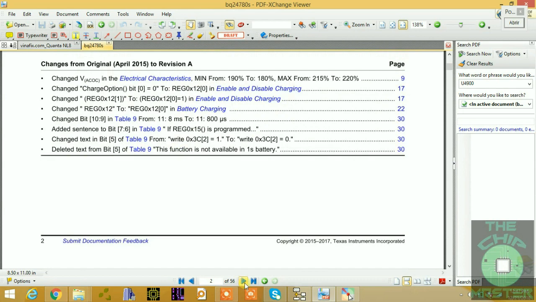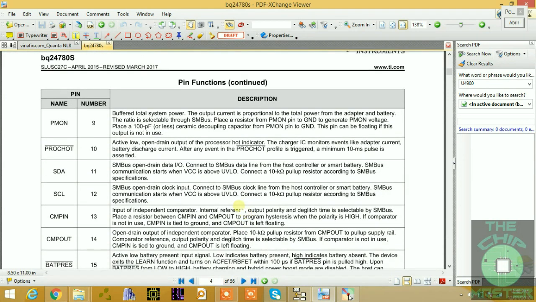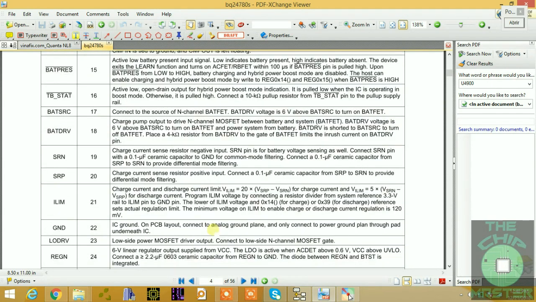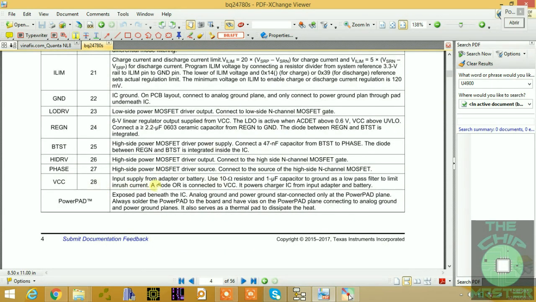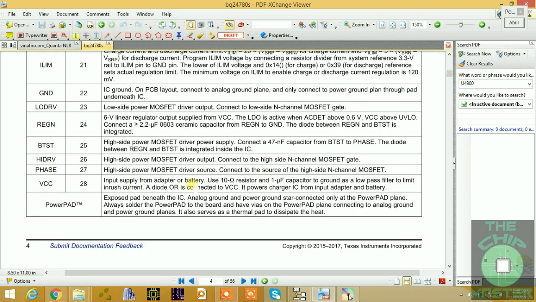Alright, so the pin definition is very important when you are troubleshooting. So let's look for VCC. Alright, VCC is an input power supply from adapter or battery. Use a 10 kilo ohm resistor along with a 1 microfarad capacitor to ground, to make what? A low pass filter to limit rush current.